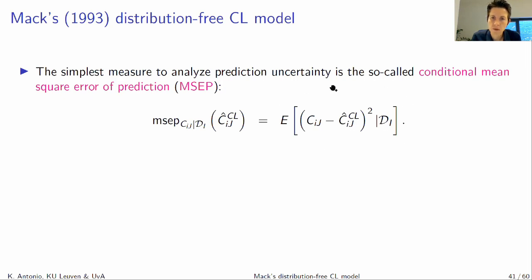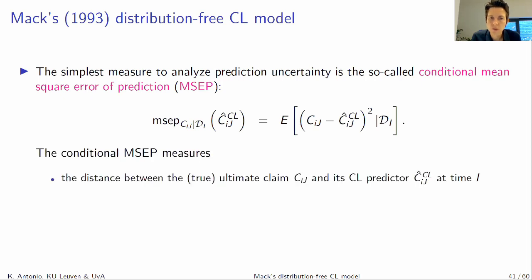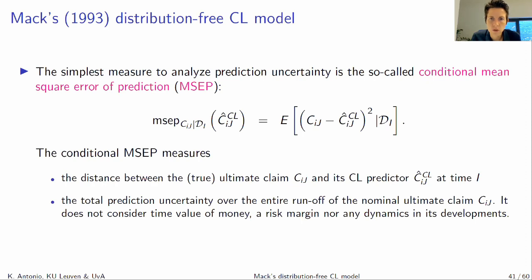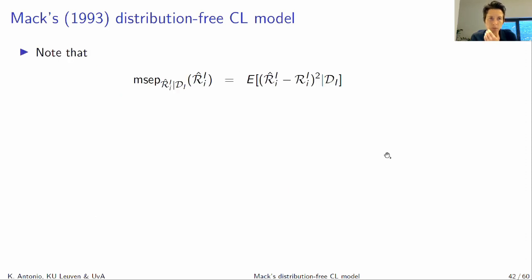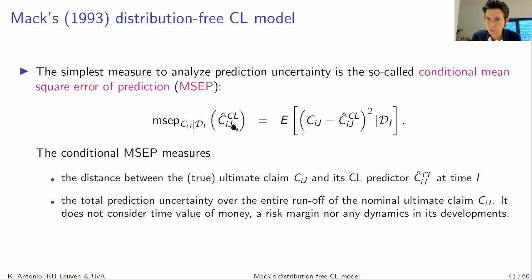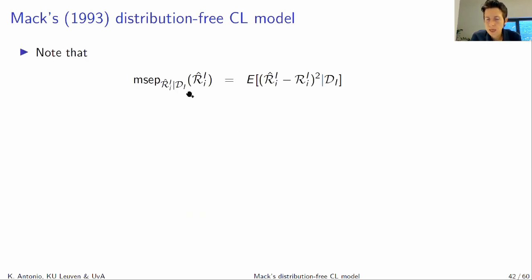Now, in order to get some grip on this mean squared error of prediction, I explain it here a bit so you can look into that. But what we're going to do is the following reasoning. First of all, on the previous sheet, I had the mean squared error of prediction at the level of the ultimate cumulative claim amount. And the first observation that I'm going to make is that this mean squared error of prediction should be the same as the mean squared error of prediction if I'm reasoning at the level of the outstanding reserve. So that's my RI.